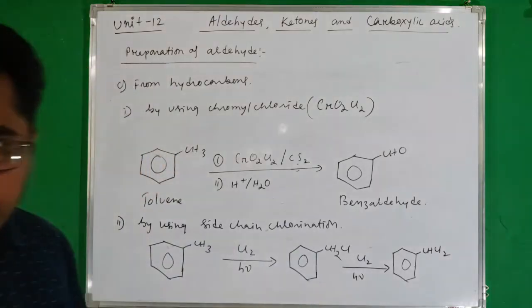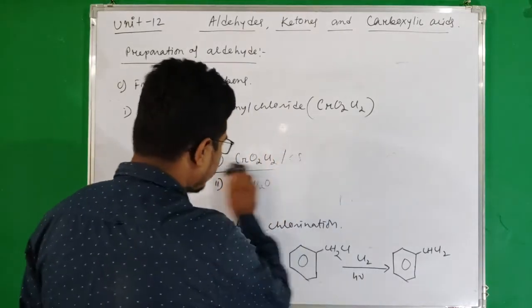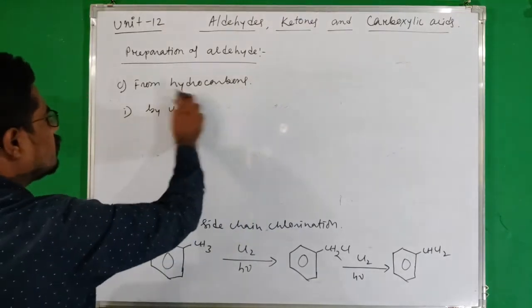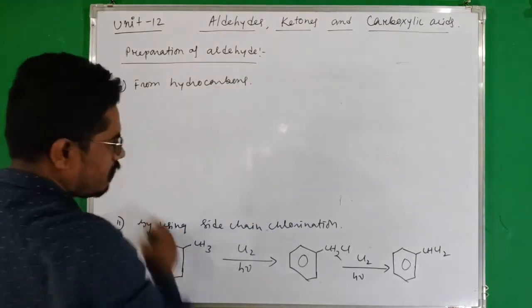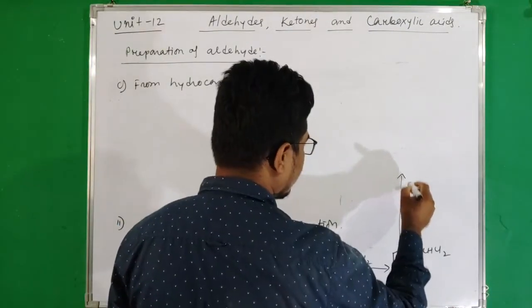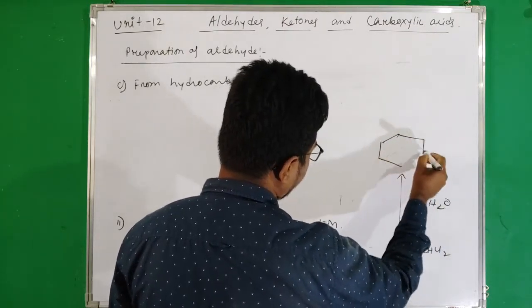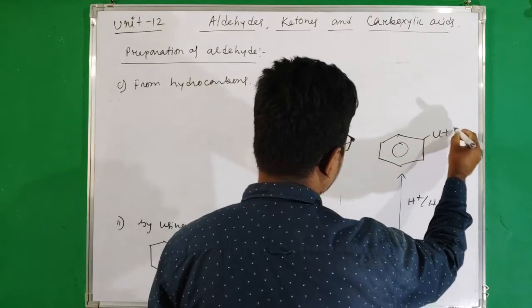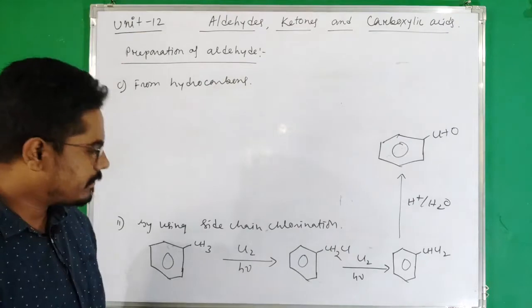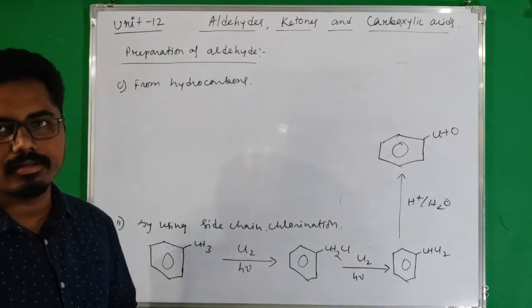Then when we do acid hydrolysis of the dichlorinated aromatic compound, the final product is benzaldehyde, CHO. So again we can convert toluene into benzaldehyde by using this chemical reaction.